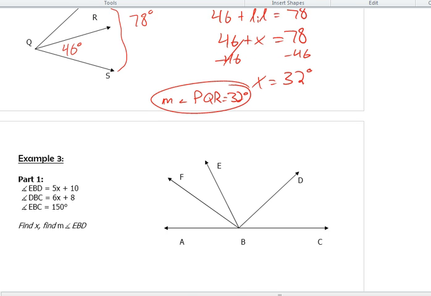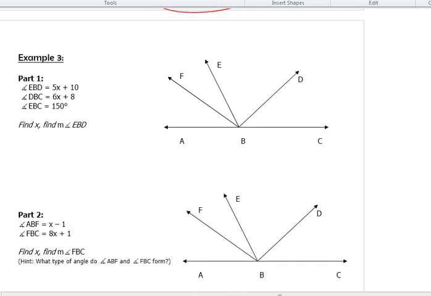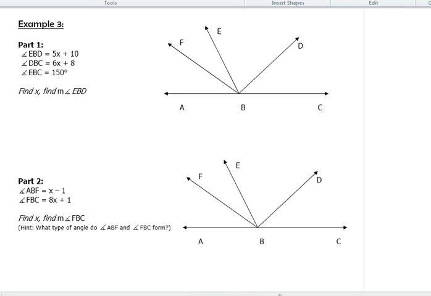Now, you won't always be able to do it in your head, especially when we add some algebra in here with some x's, other variables. So look at another example. In this first one, always label what you're given, especially in geometry. I'm going to remind you to do it all year long. EBD is 5x plus 10. Do not automatically assume that's a right angle. We don't know that. It could be, maybe, maybe not. We'll find out. DBC is 6x plus 8. And EBC is 150 degrees. Okay? Find x, then find EBD.